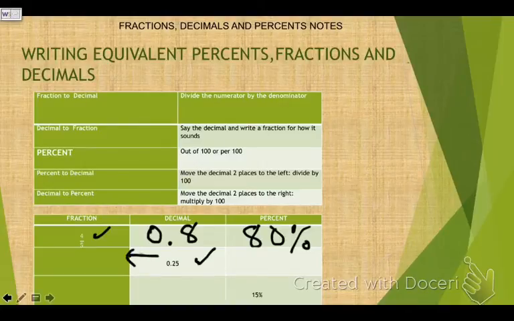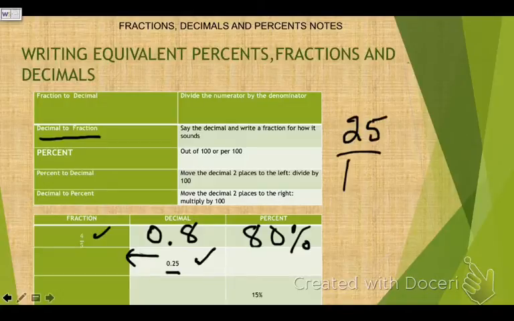So anytime you want to go from a decimal to a fraction, we say the decimal and write a fraction for what it sounds like. Okay? For how it sounds. So we're going to say this is 25 hundredths. 25 hundredths. But I know that every time I work with a fraction, I want to make sure I put it in the simplest form.